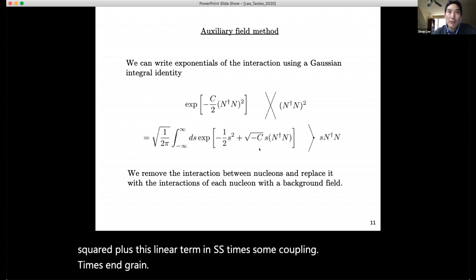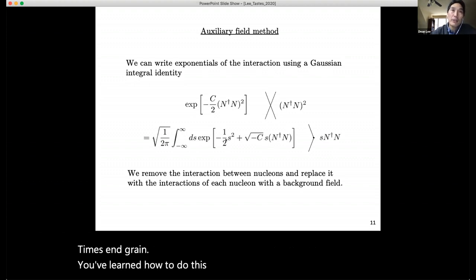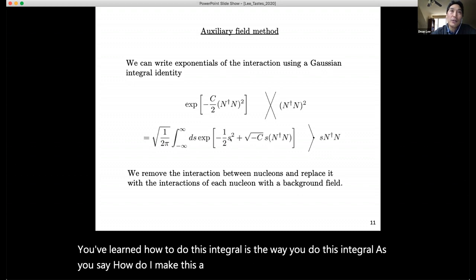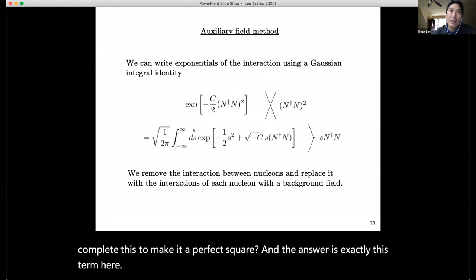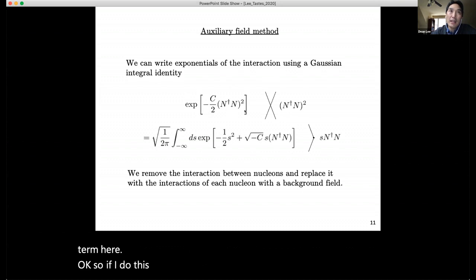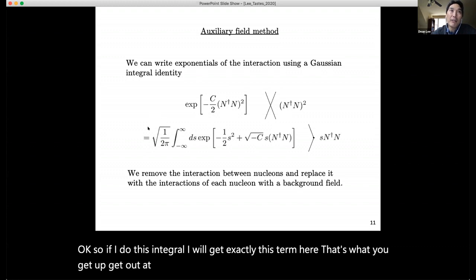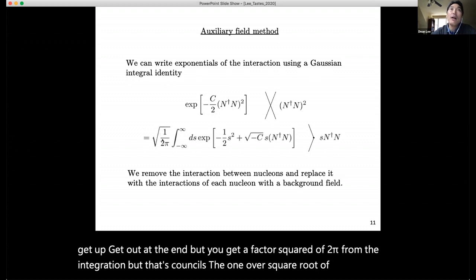Now, you've learned how to do this integral. The way you do this integral is you say, how do I make this a perfect square? So what term do I need to complete this to make it a perfect square? And the answer is exactly this term here. Okay, so if I do this integral, I will get exactly this term here. That's what you get out at the end. But you get a factor square root of 2 pi from the integration. But that cancels the 1 over square root of 2 pi out in front here. So these two quantities are exactly equal to each other.